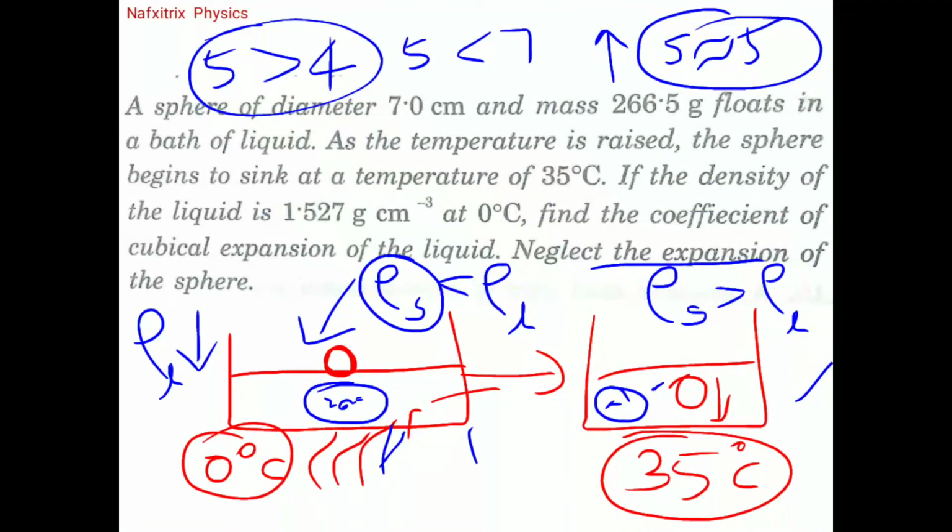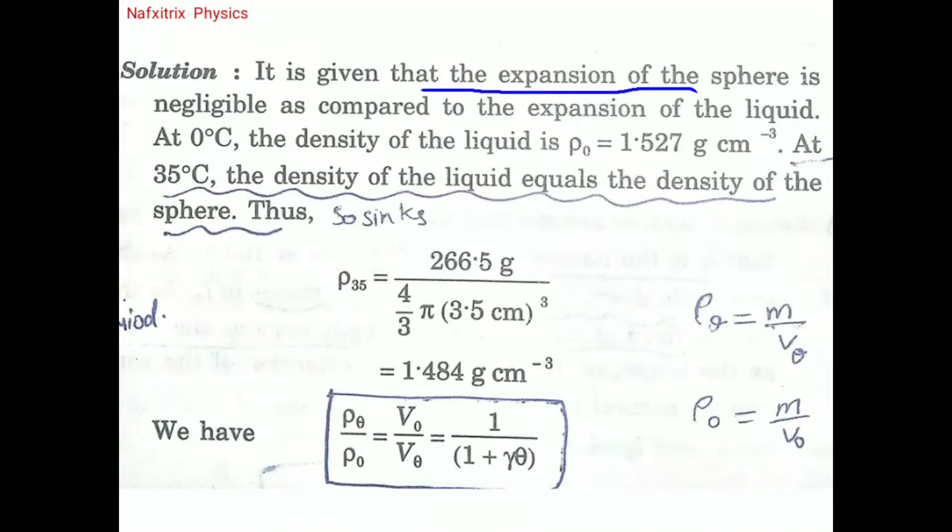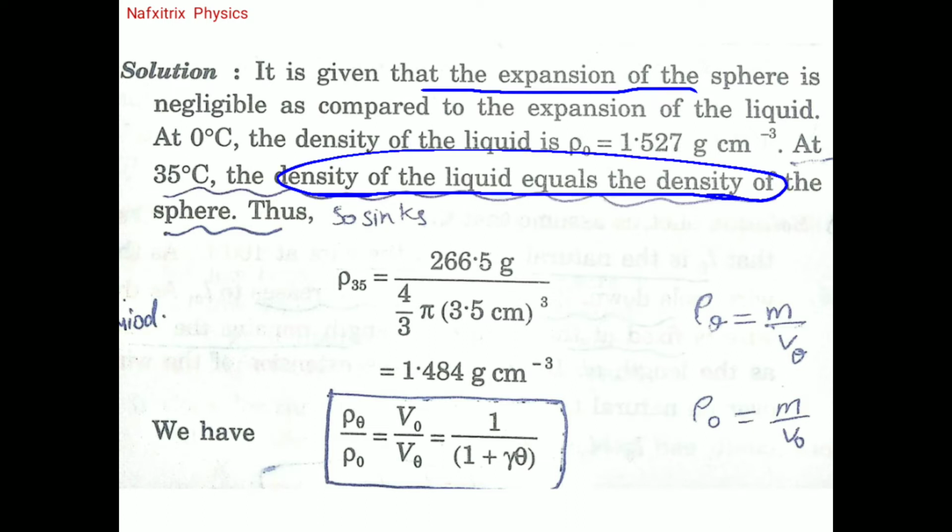So here they have provided us the density of the liquid at 0 degree centigrade. That is 1.527 grams per centimeter cube. At 35 degrees centigrade, the density of the liquid equals the density of the sphere. So this is very important, just now we have discussed.